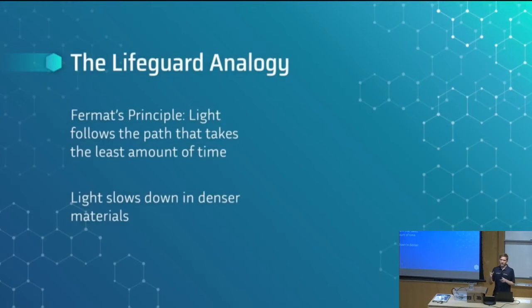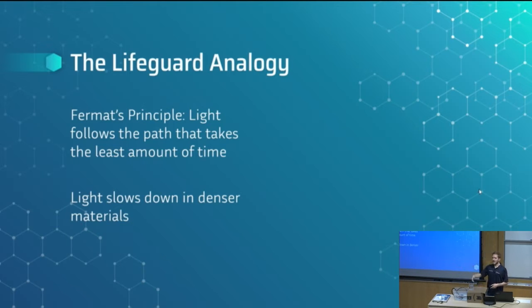One way to understand this is the lifeguard analogy, which requires 2 more pieces of information. One is called Fermat's principle, which is the idea that light will always take the shortest path in time. So if it's going from point A to point B, it's going to try and find the quickest path between those two. The other thing to understand is that light will slow down in denser media.